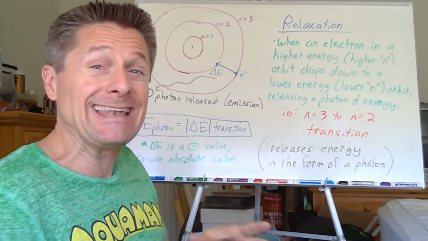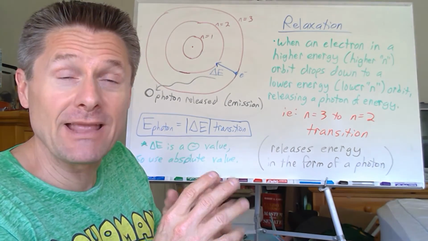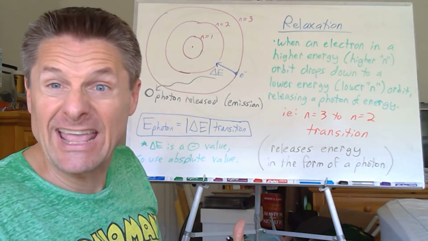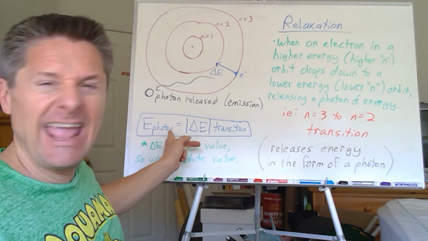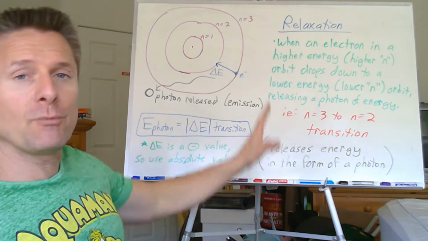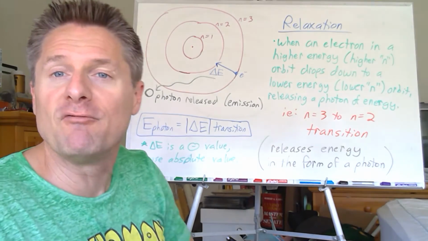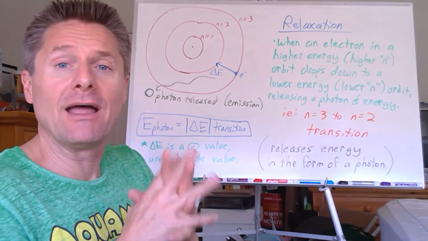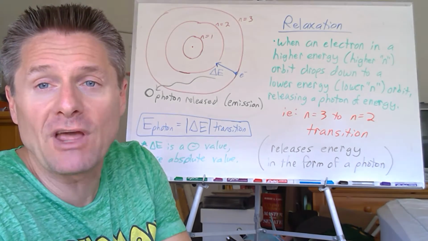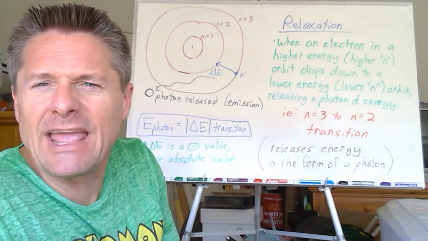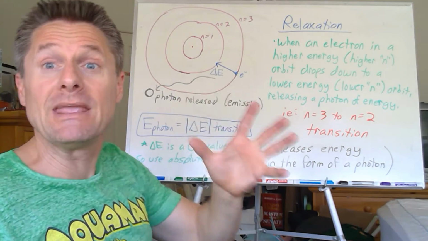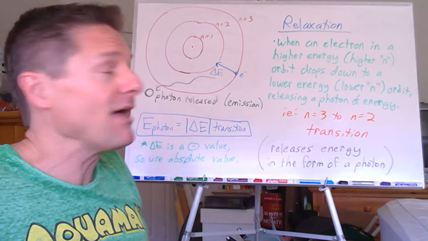Now, because that delta E is going to be negative, you're taking the final state's lower than the initial state, right? So you're going to have a negative energy change. Can't have a negative photon energy. That doesn't make any sense, right? So when you're dealing with relaxation, we use the absolute value of the energy change between the two orbits so that we can get a positive photon energy. So if you end up with a negative photon energy, you realize where the mistake is, right? That delta E needs to be a positive value when you do the mathematics.